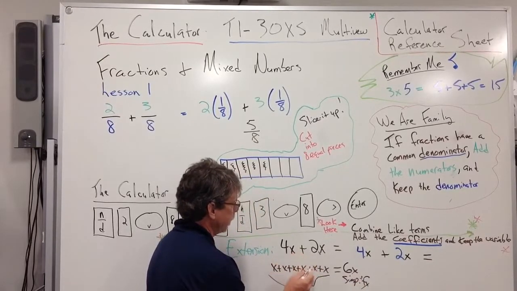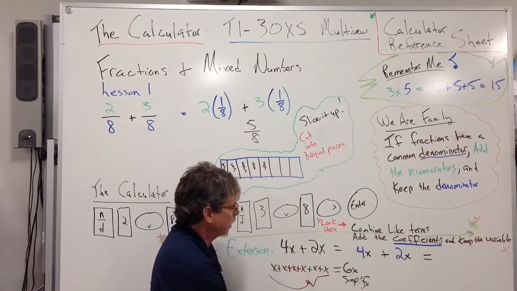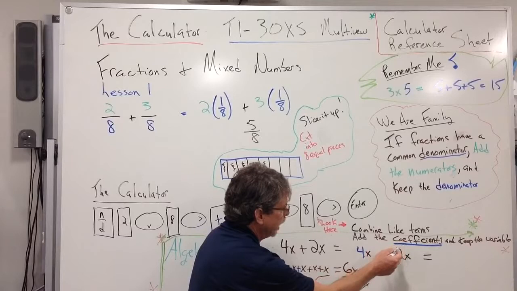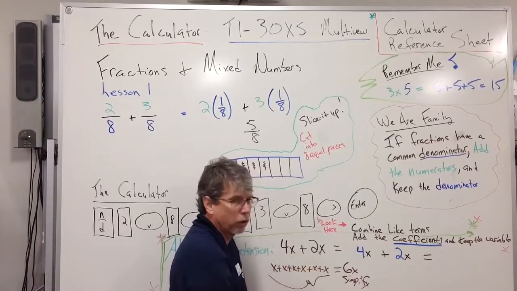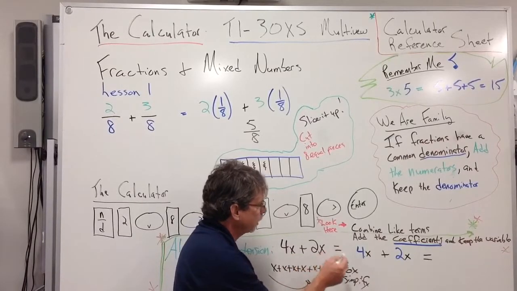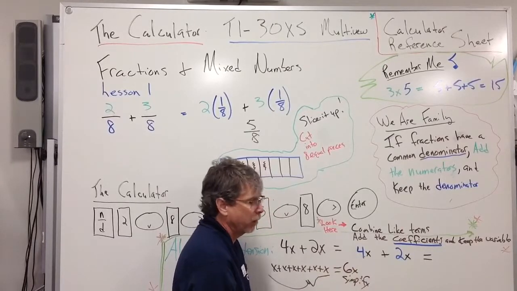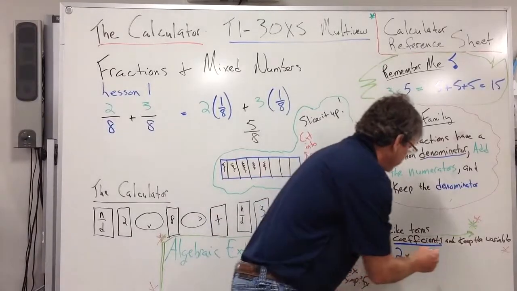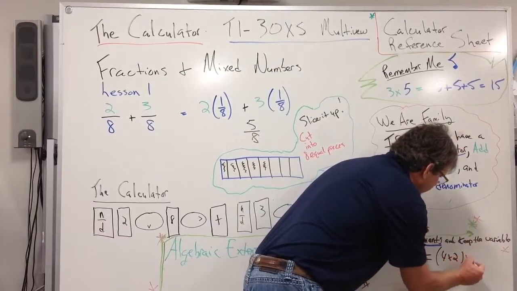So 4x plus 2x, instead of writing it down as 4x's plus 2x's, the shortcut is all we have to do is add the coefficients. The coefficients are the numbers in front of the variables. So the 4 and the 2 are called our coefficients. So what we're allowed to do is add 4 plus 2, and then we just keep the variable.